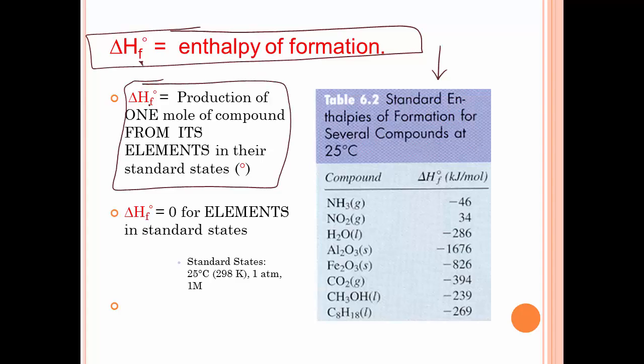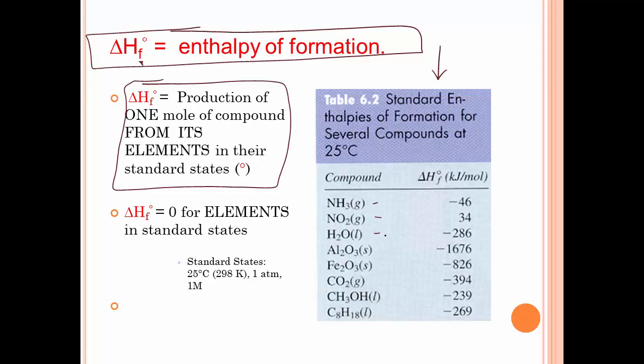So it's the enthalpy change associated with producing 1 mole of a compound from its elements in their most standard states. So if you start with just elements from the periodic table and you make these compounds like ammonia or nitrogen dioxide or water, if you make those from their elements, these are the enthalpy changes associated with that.